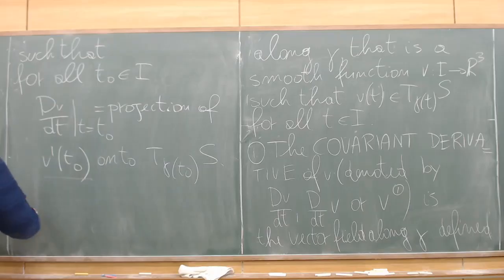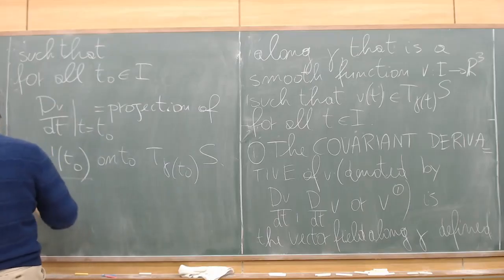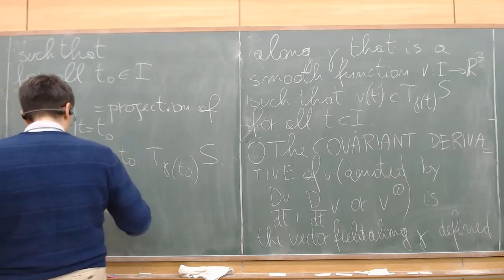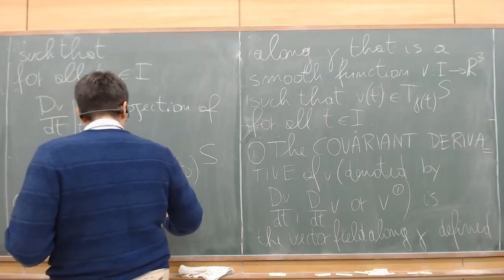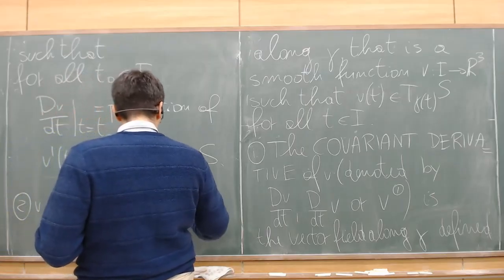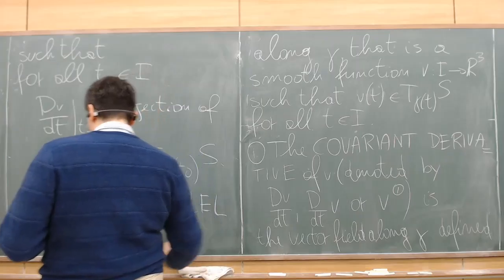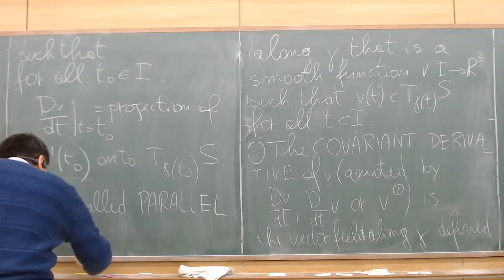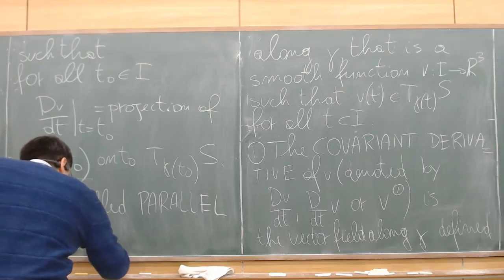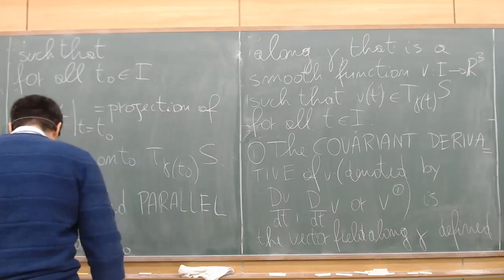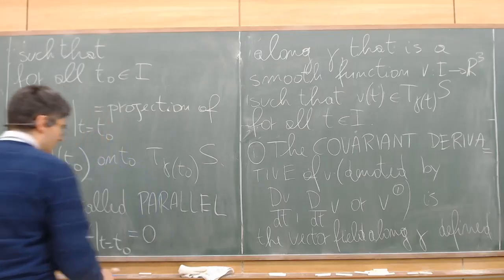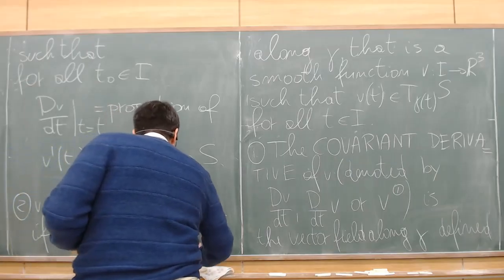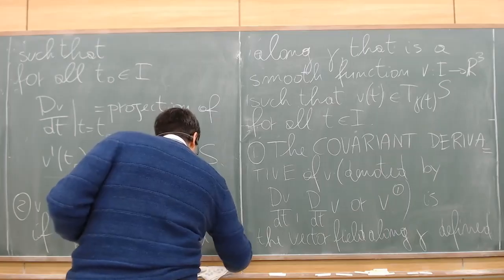Second definition I need: V is parallel if dv/dt at t equal t0 is 0, where 0 means the zero vector, for all t0 in I.